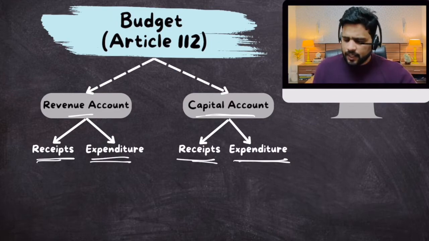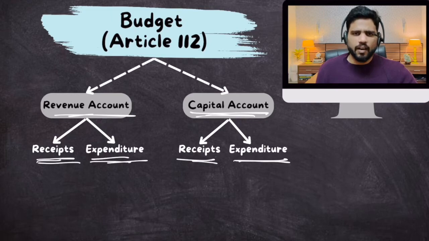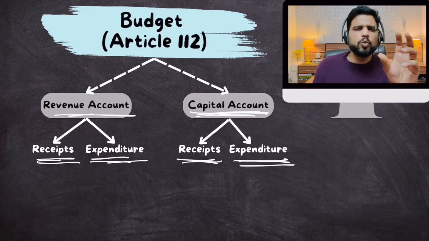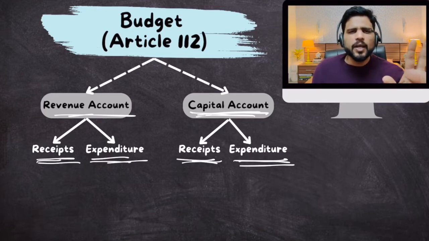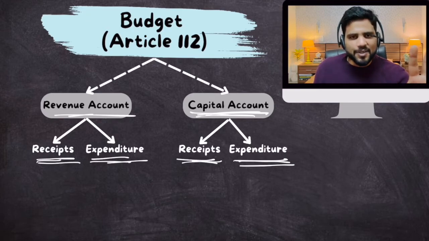But I'll get to that when we discuss capital account. For now, just know this: revenue account is all about day-to-day receipts and expenditures of the government, and capital account is all about long-term receipts and expenditure of the government. Just remember these two terms, day-to-day and long-term. But there is more to it and we'll get to that. Don't worry, have some patience.